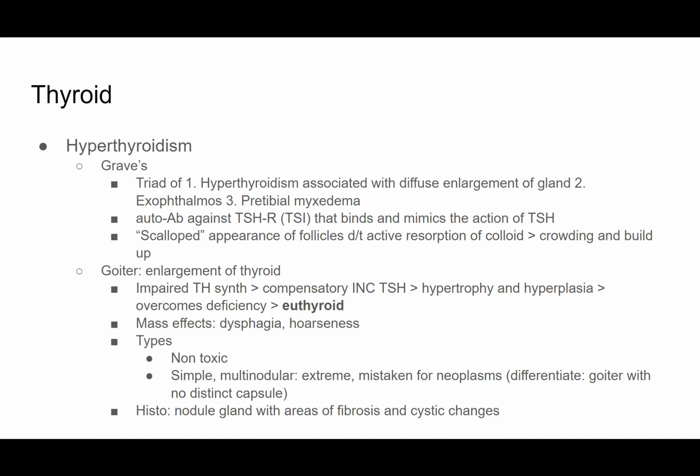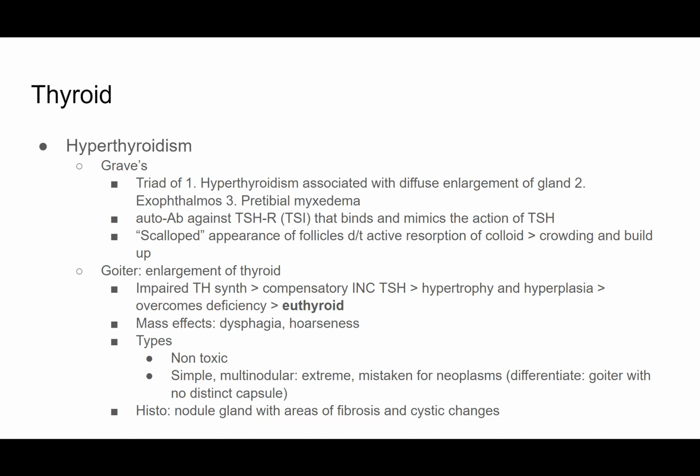And then histo, if we're looking at it, how are we going to recognize it? The scalloped appearance. Why is it a scalloped appearance? Because we have that increased resorption of colloid, because we have that autoantibody that is stimulating the receptor. So the receptor is just being stimulated. You're getting that overproduction of T3, T4. And so you have this increased active resorption of the colloid. And that's why you have that scalloped appearance. So if you see that, that can kind of clue you in on it.